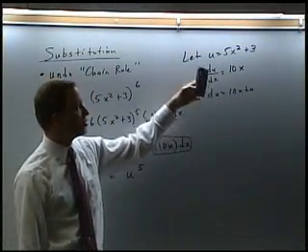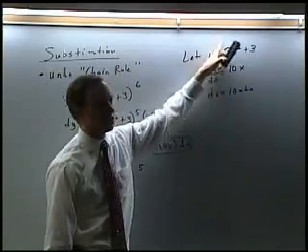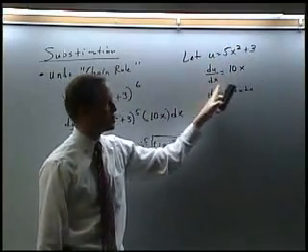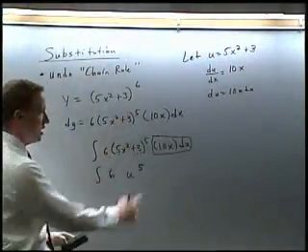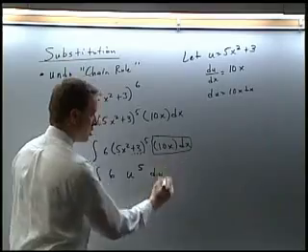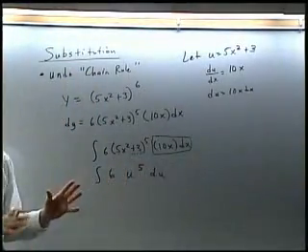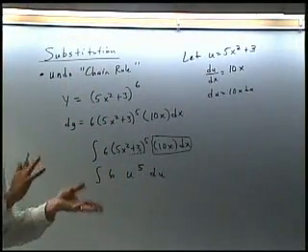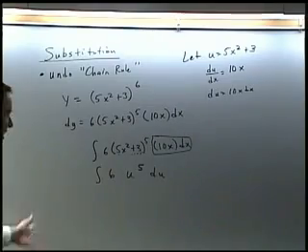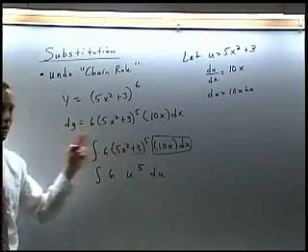So some of the stuff gets replaced with u, and some of the stuff gets replaced with the derivative. All of this just turns into a du. And like I said, I have to replace all the x's with u's. If I'm going to change some of the variables, I've got to change them all. And now I have done that. I've changed this over into a u problem.